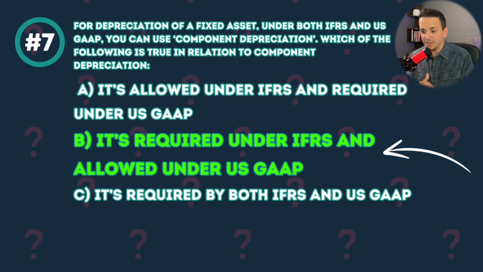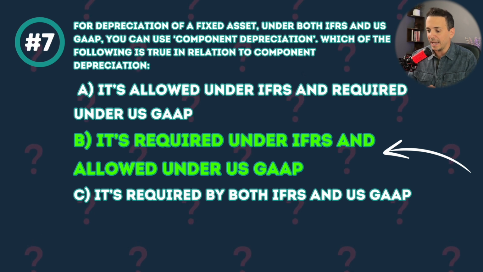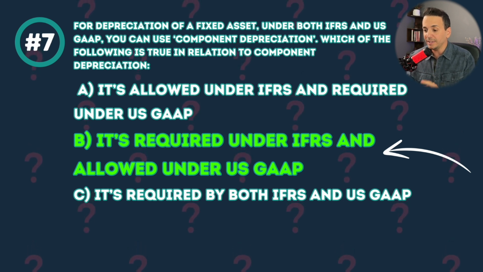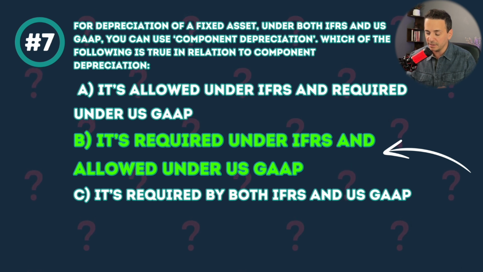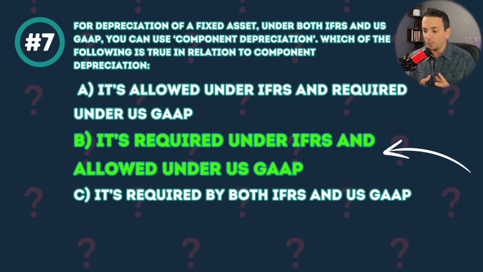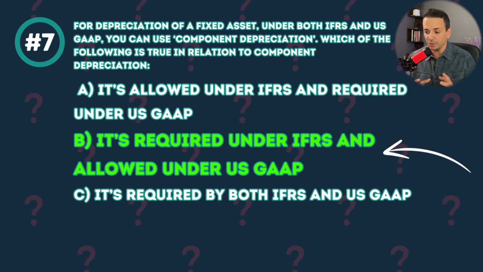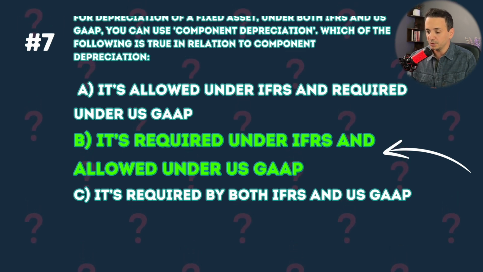All right, of course, the answer is B. It is required under IFRS and allowed under US GAAP, right? The US GAAP would only allow it if you can demonstrate that a component of the fixed asset has a different useful life, while the IFRS require that if you have an asset with different components that have different useful lives, you use component depreciation.